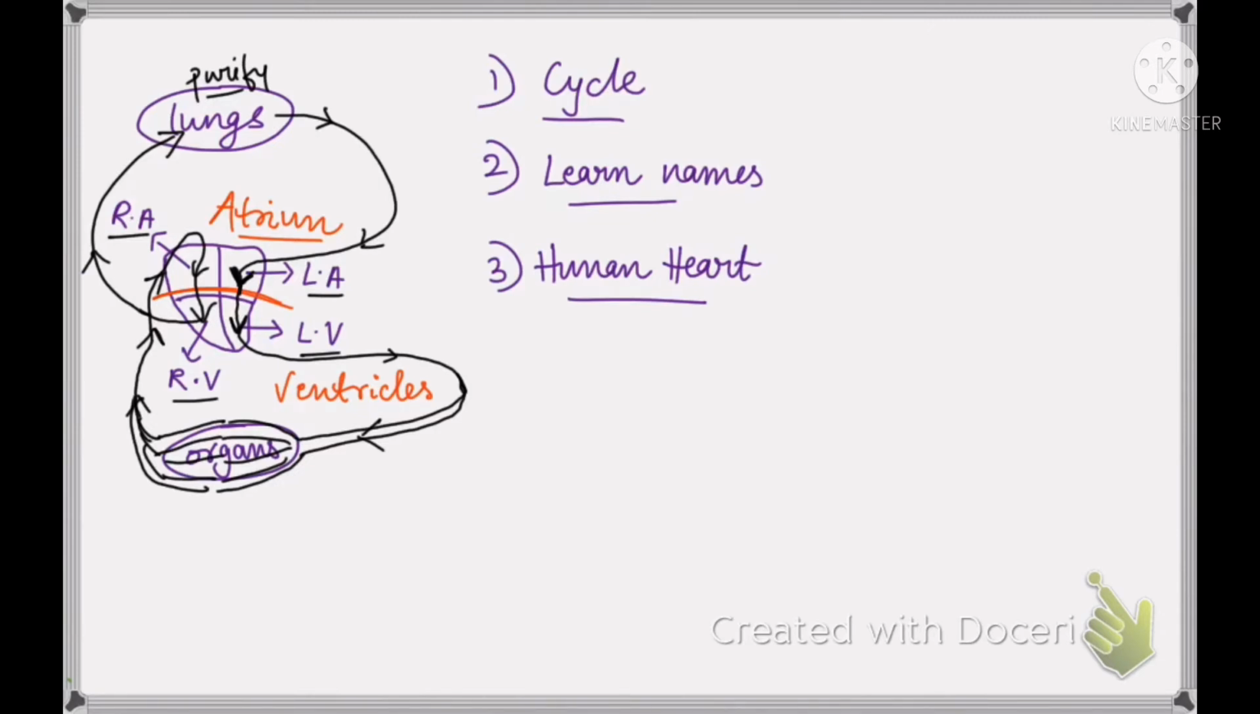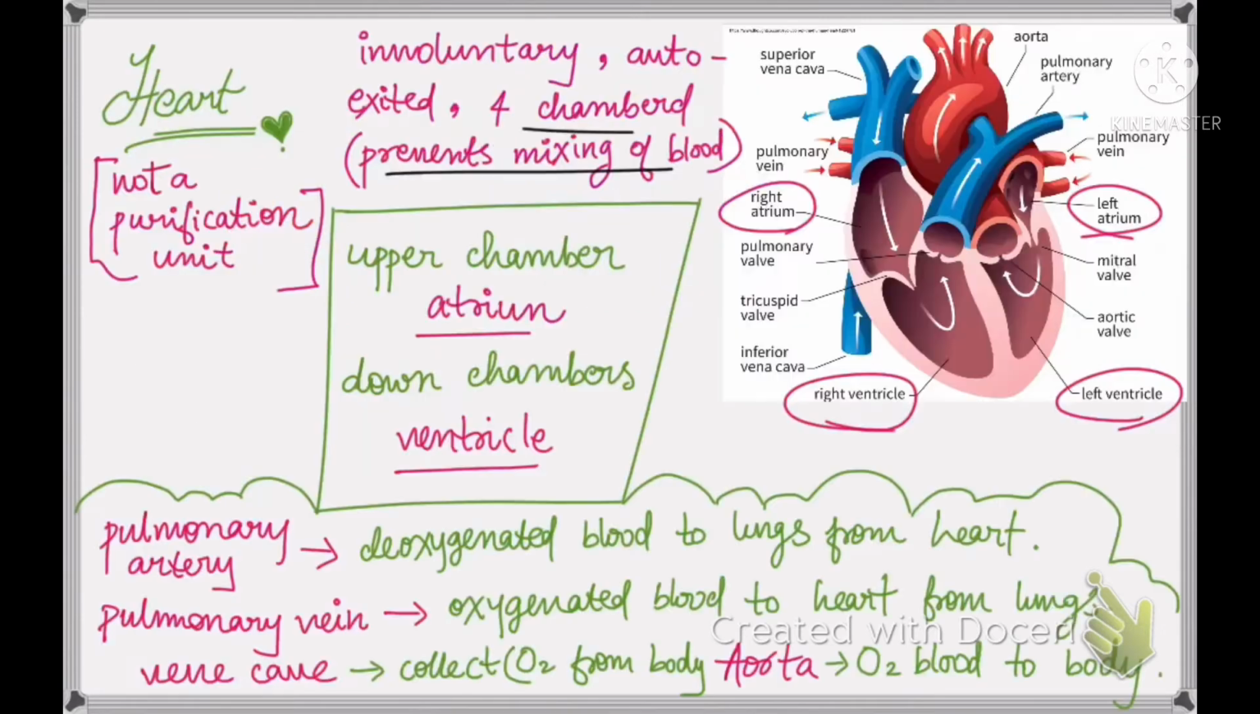Let's do it. So oxygen-rich blood from the lungs enters the left atrium by the pulmonary vein. The pulmonary vein is the only vein that carries oxygenated blood. So this pulmonary vein carries oxygenated blood from the lungs to the left atrium, and from there we have a valve. Now what is this valve? I will tell you about the valve.